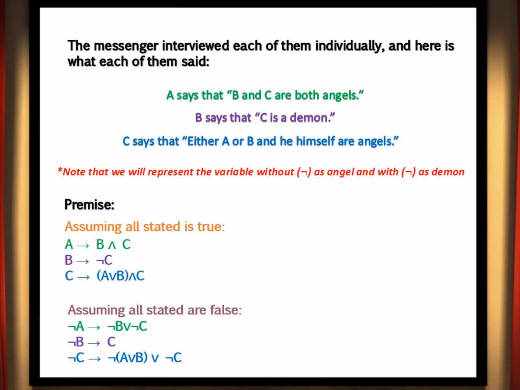There was a secret messenger sent out as a spy earlier on. Based on his observation, A is a demon, B is an angel, and C is a demon.